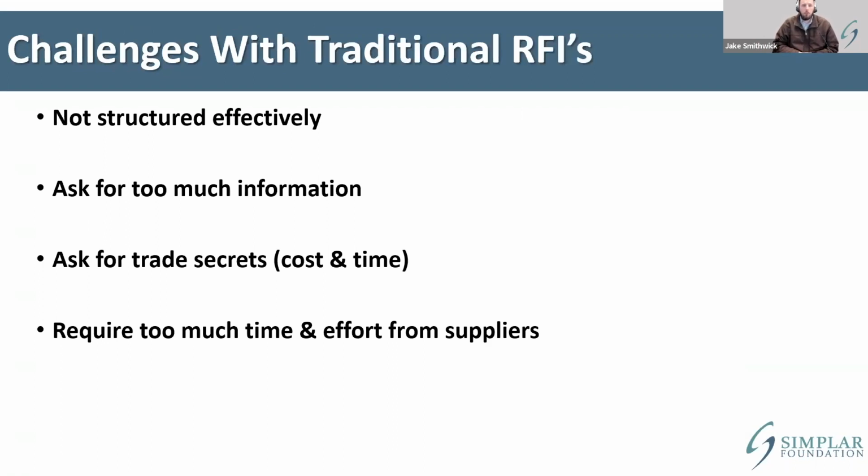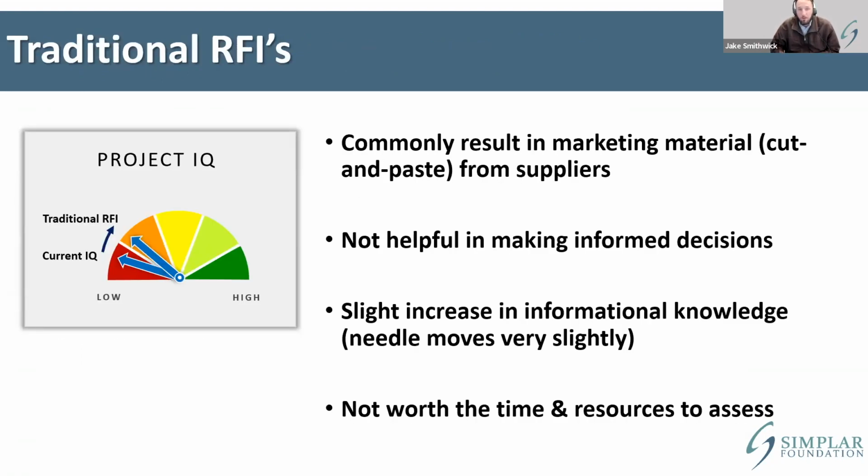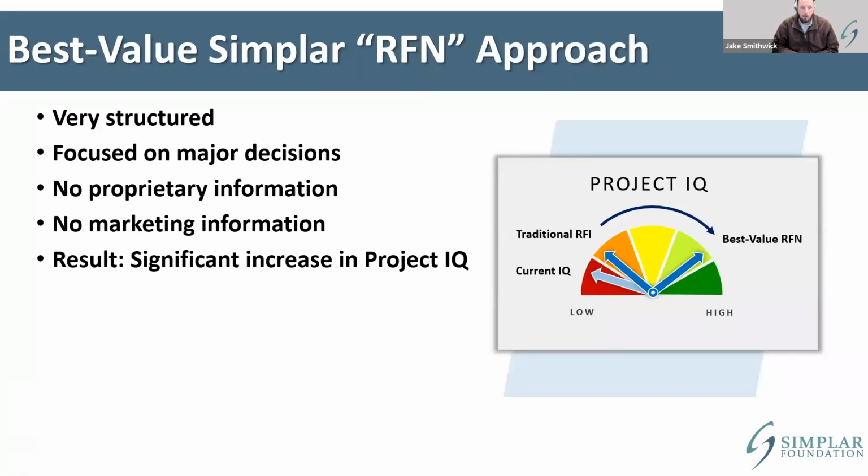Some of the challenges: the typical traditional RFIs are not structured, with too much information. You ask for trade secrets, right? That's not the intent of this here. And it really, frankly, requires a lot of time and effort from the suppliers to respond to. And at the end of the day here, we get a lot of marketing material, and it's not helpful. So when we think about this RFN approach, it is very structured. It's informal, but still structured. We're not looking for marketing information, and we have seen that this can dramatically increase the overall quality of responses on these projects. I might call on Brian here for a moment. I know that Brian has run several of these RFNs.